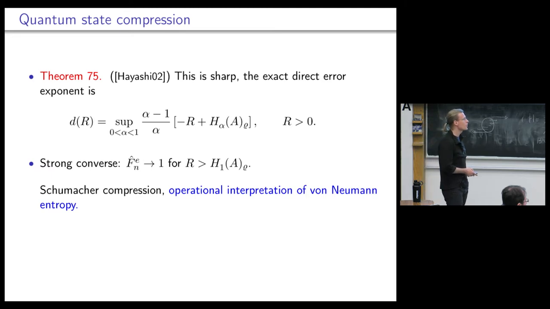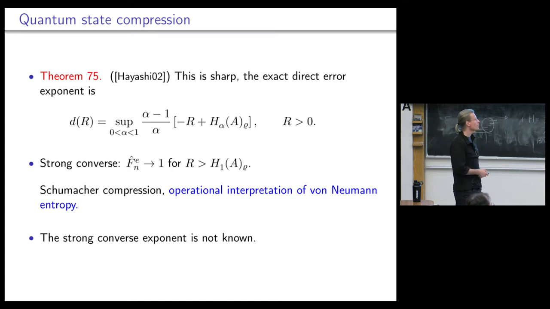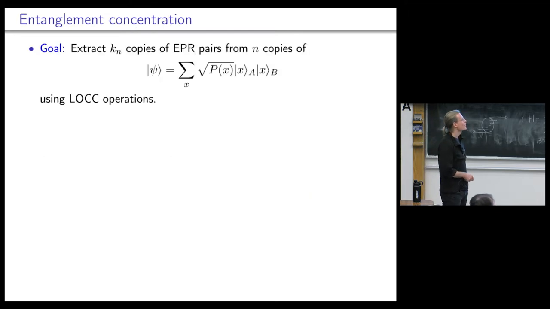And this is just Schumacher compression theorem, and this gives an operational interpretation of the von Neumann entropy. Okay? And curiously, even though the problem on some level seems simpler than state discrimination, because you are comparing a quantum state to the identity, it turns out that the strong converse exponent is not known in this case. So here's an open problem for you to work on if you're interested in it. Okay. This was one operational interpretation of Rényi entropies.